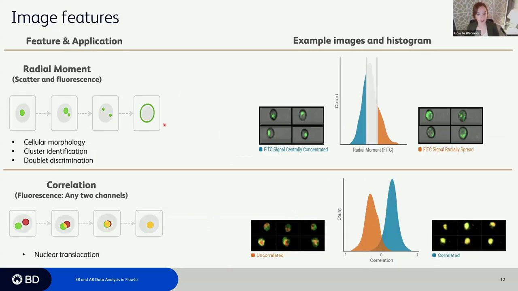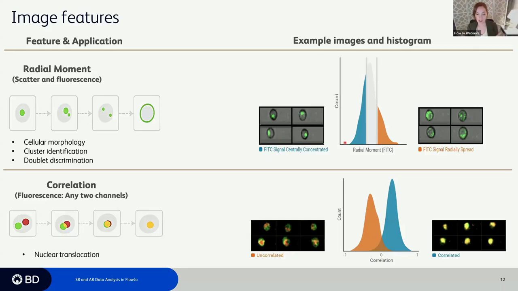Radial moment is an interesting one as well. This is going to reveal whether a signal is rather punctate or whether it's more diffuse. And so I see this used most often for looking at nuclear translocation, for instance. Rather than having something diffuse in the cytoplasm or expressed on the surface, we're looking for more of a distinct punctate signal inside of the nucleus. So something with low radial moment would kind of fit into that category.